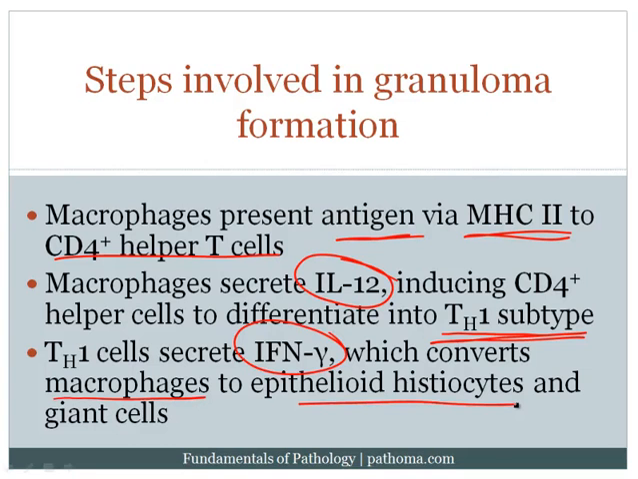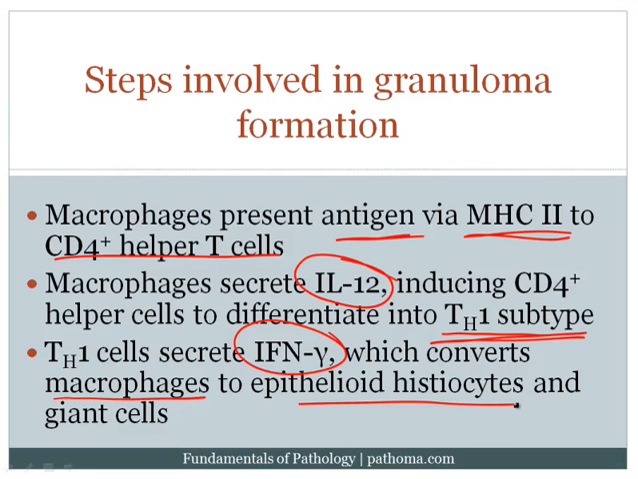Now I realize there's a lot of words on this slide, but I want to really make it simple. Step 1, the macrophages find an antigen, present it via MHC class II to the helper T cells. The helper T cells bind the antigen. Once that first binding occurs, the macrophages then dump IL-12 on the CD4 positive T cells, which converts them to a Th1 subtype. The Th1 helper cells then secrete interferon gamma, which then converts the macrophages to epithelioid histiocytes. So you have to know IL-12 from the macrophages, and you have to know interferon gamma from the Th1 helper T cells. So that should be clear.